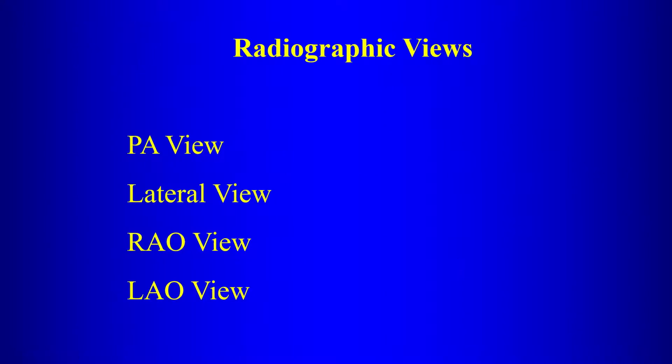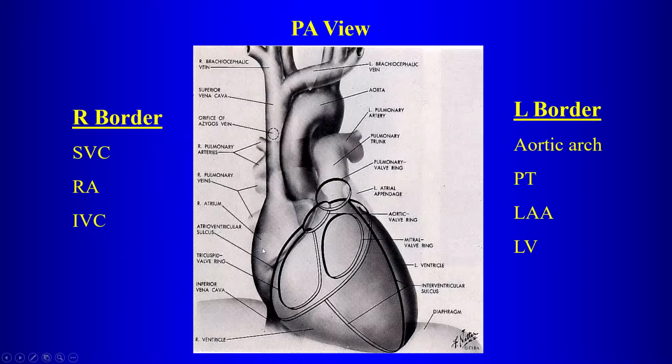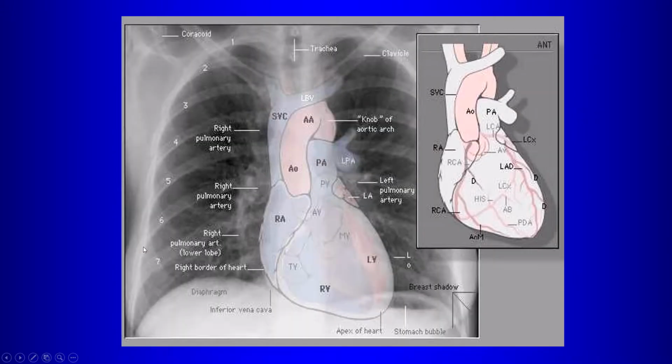So let's move on to the radiographic views and what we need to know as far as enlargement of chambers. These are some basic radiographic views: PA, lateral, right anterior, and left anterior oblique view. So on the frontal view, the right border of the mediastinum is superior vena cava, and then we have the right atrium, and then down here we have the inferior vena cava. For the left border, we have the aortic arch or the aortic knob, main pulmonary artery, below that left atrial appendage, and then below that is the left ventricle.